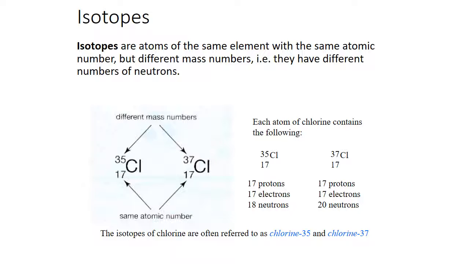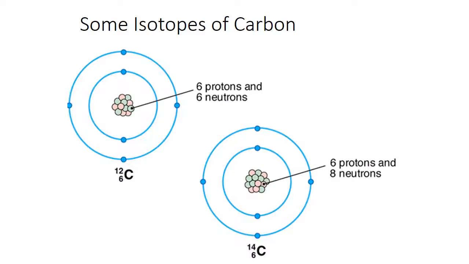Okay, isotopes. Isotopes are atoms of the same element but with different mass numbers, because they have different numbers of neutrons. Chlorine's a prime example. One's chlorine-35, one's chlorine-37, because chlorine-35 has 18 neutrons, whereas chlorine-37 has 20 neutrons. They're isotopes of each other, chlorine isotopes, and they're usually referred to as chlorine-35 and chlorine-37.